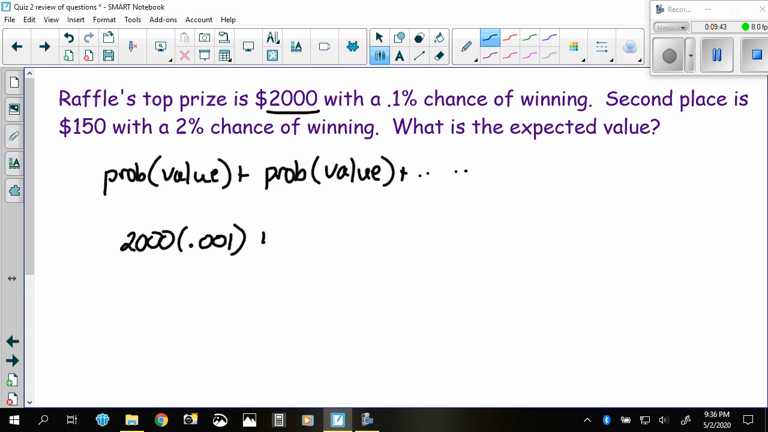Okay, the second probability value is $150 that you can win, and you have a 2% chance of winning that, so that's a 0.02 probability. After those two, you don't win anything. So this third value here is actually going to be 0.